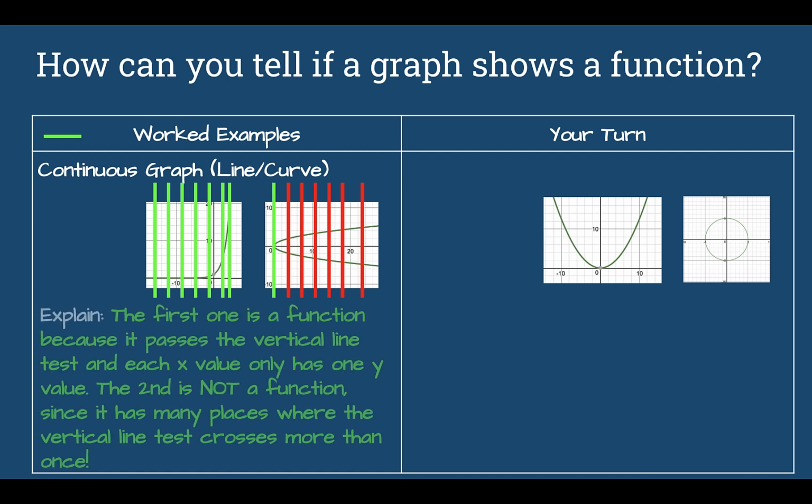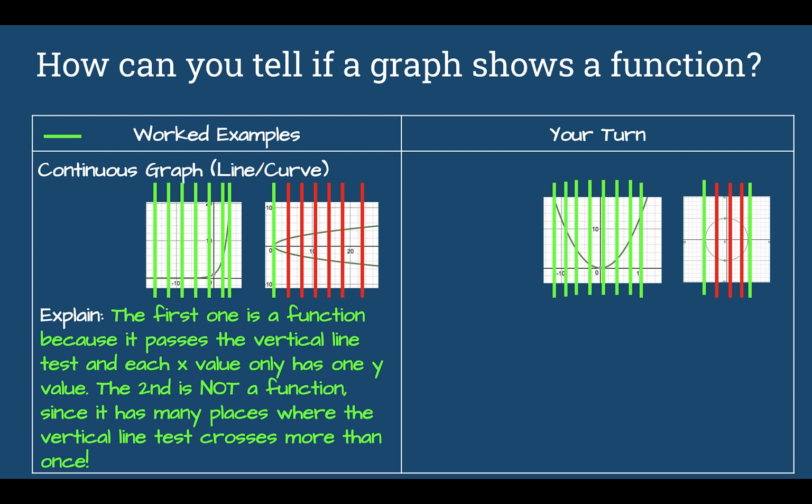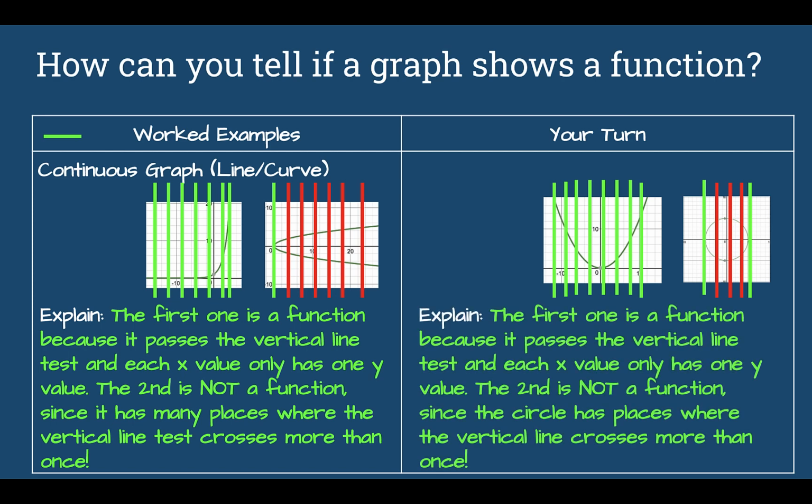So the first one would be a function. The second one would not be. There are many, many places where it crosses in more than one spot. Pause the video and try your 2 graphs using now the vertical line test. Hopefully your vertical line tests look something like this and your explanation is similar. Check to make sure you did it correctly.